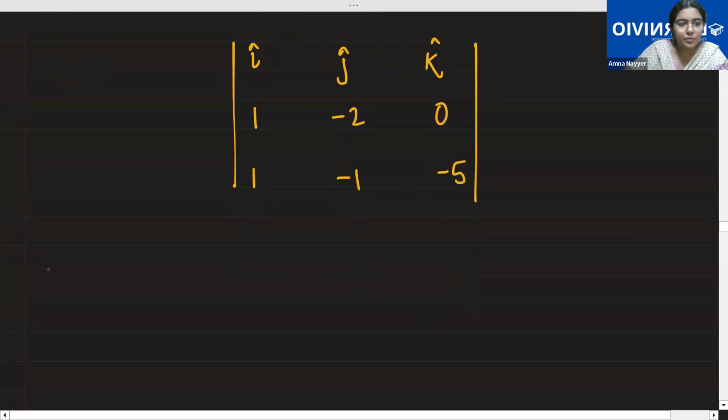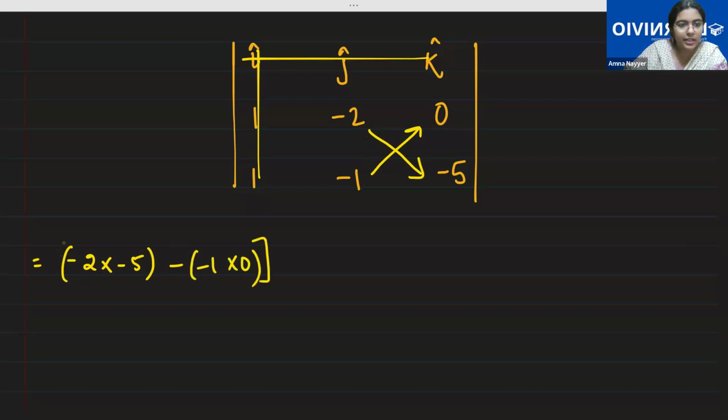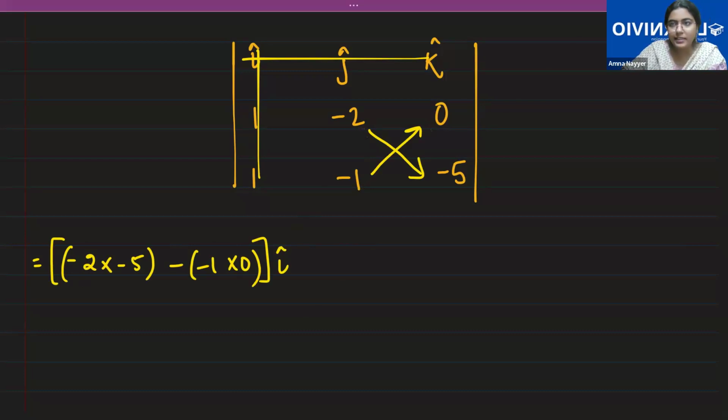Now let's take the cross product. First we solve i cap. What we do, we cut the column and the row of it, and then we multiply. This is from your class 11, the basic cross product. I'm just revising it. So minus 2 into minus 5 you will write, minus 1 into 0. This much is i cap, that is the first part. You just multiply diagonally down minus diagonally up like this.